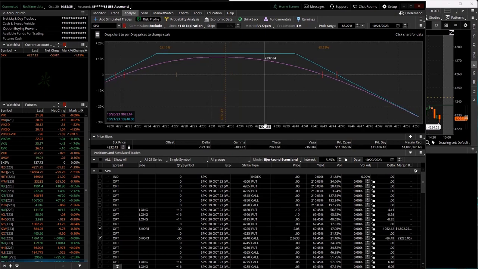All right, bounced off the lows of 42.24.52. Back up to 27s.